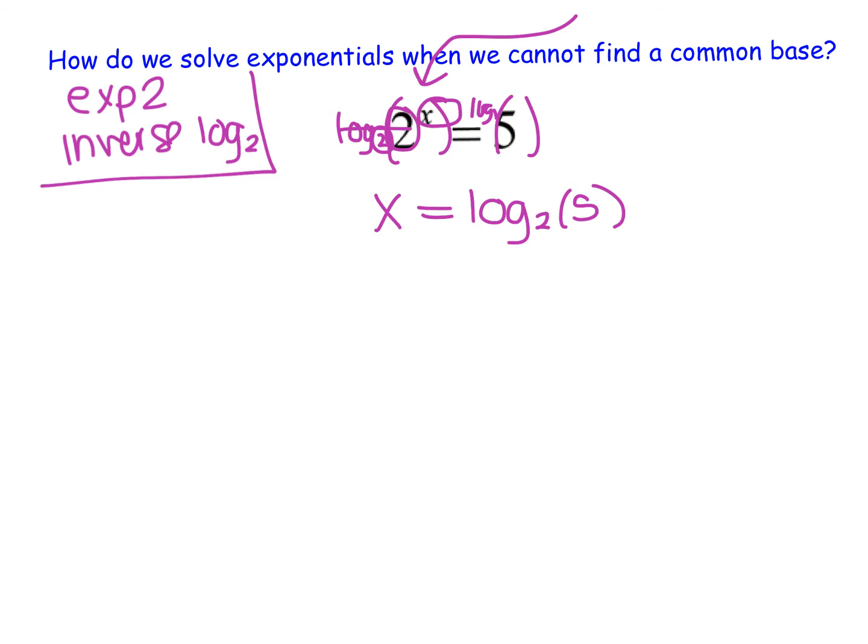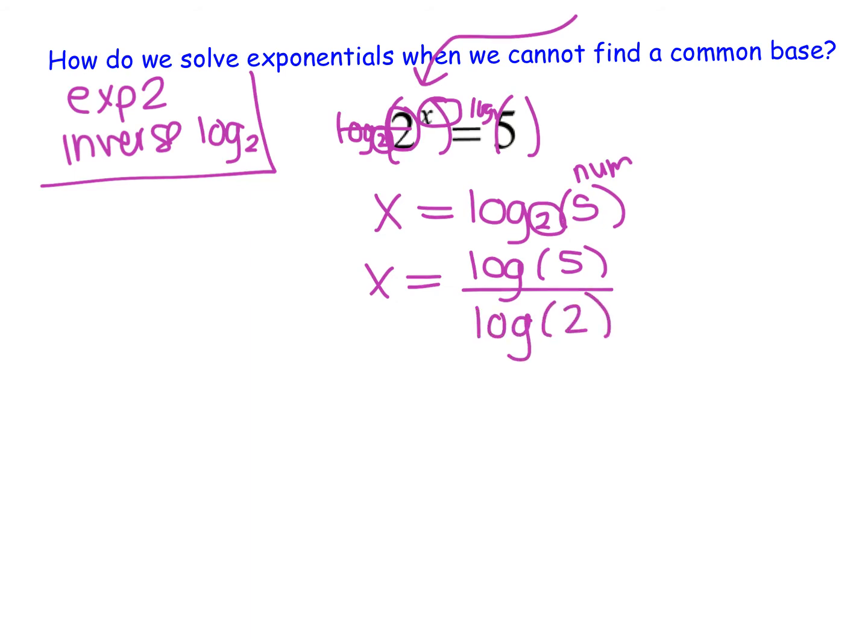Then from here, we need to use the change of base formula. So I'm going to turn this into a logarithm of base 10. What's inside goes in my numerator, so that's 5, divided by the logarithm of my base in the denominator, which is 2.